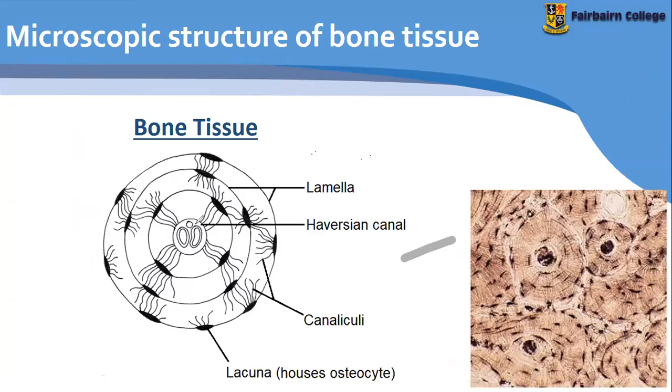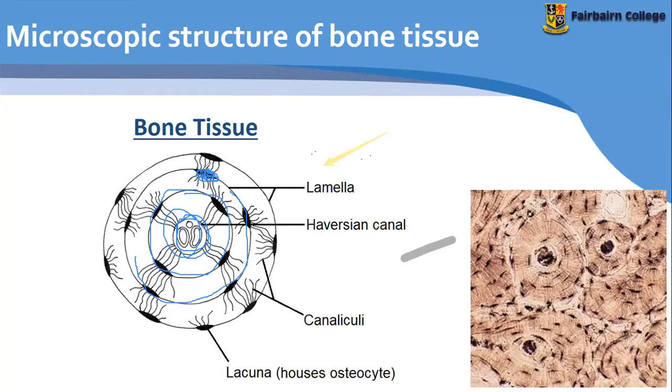So here in the center, we have the Haversian canal. That's where you're going to find the blood vessels and the nerves. And then here, going around it, you have the lamellae, those are the concentric rings.